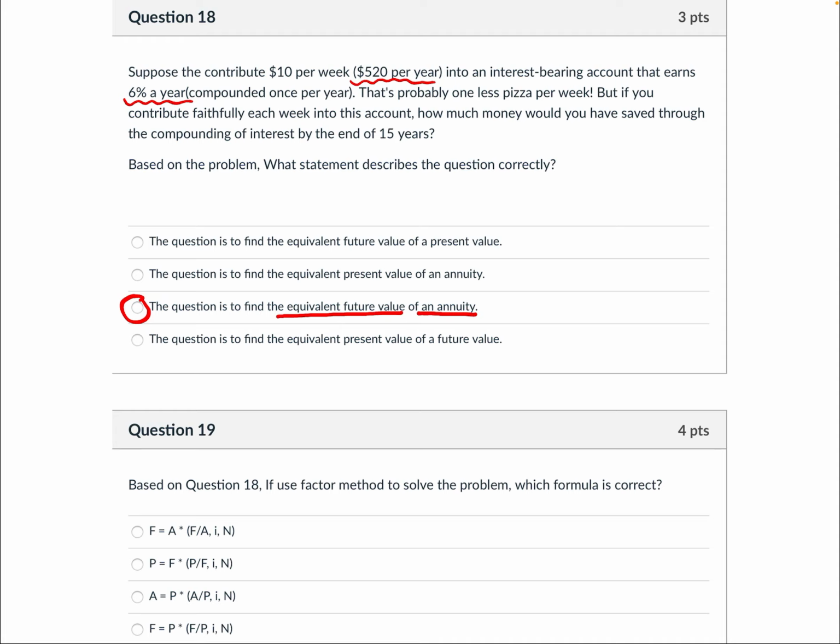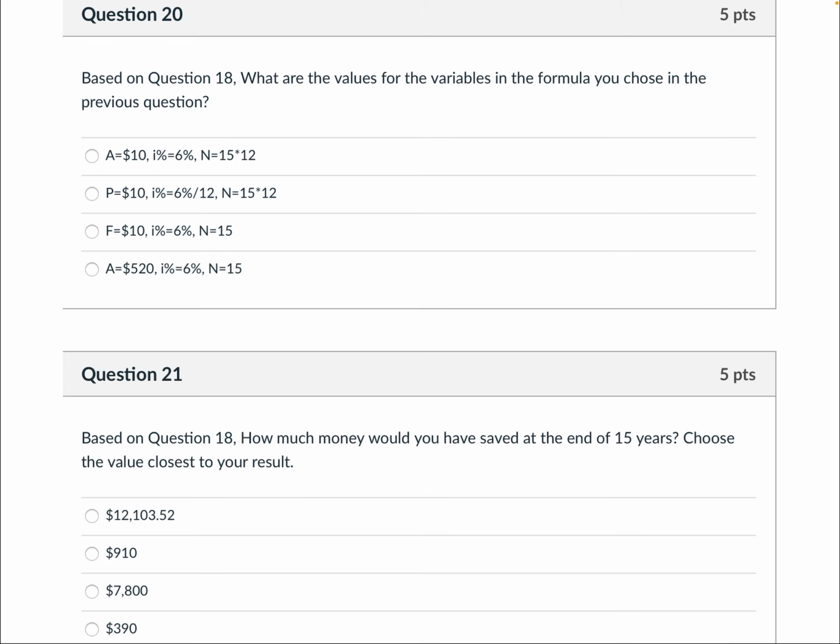And based on this problem, if you use the factor method to solve the problem, which formula is correct? So for the factor method, you're looking for future value, and given annuities, this is the formula. Because the interest rate 6% is per year, you cannot use $10 per week as your annuity. You need to use the $520 per year saving as your annuity. So A is 520, I is 6%, N is 15 years.